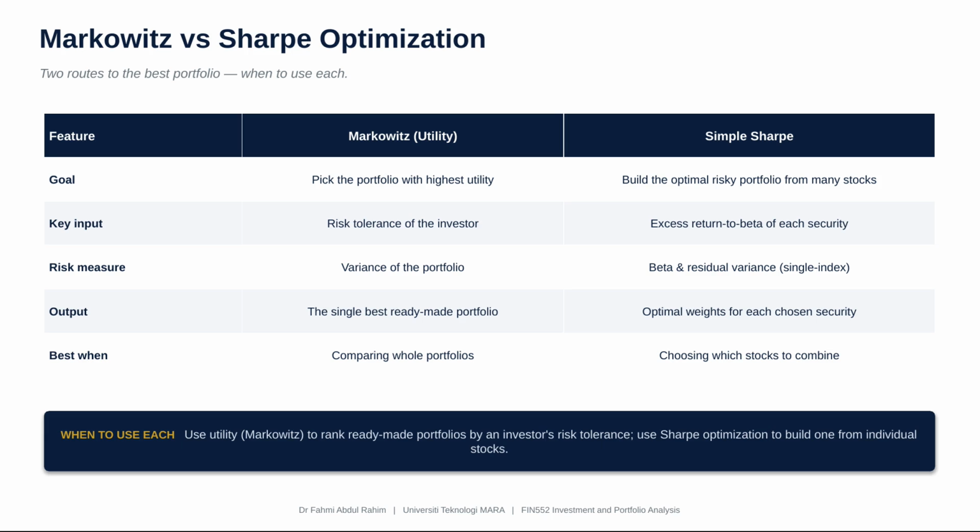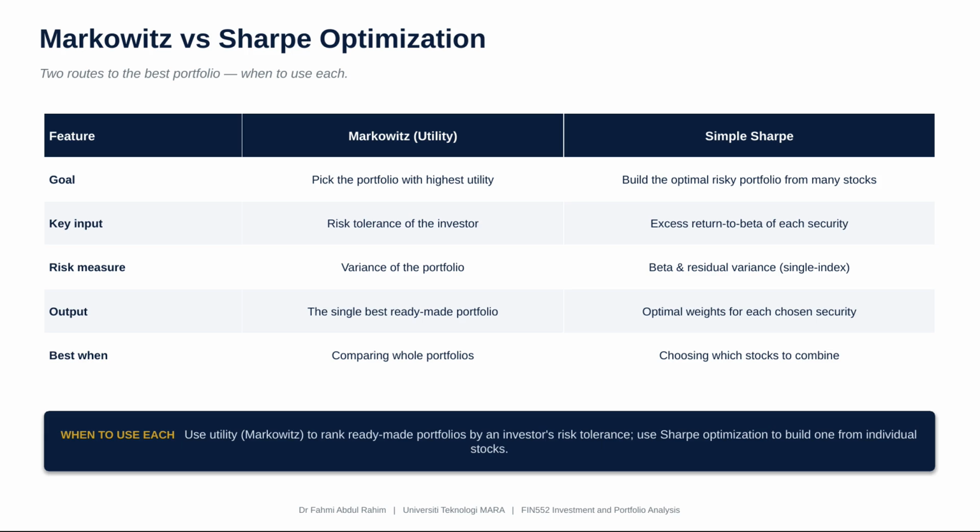Their key inputs differ. Markowitz needs the investor's risk tolerance, while Sharpe needs each security's excess return to beta. The risk measures differ. Markowitz uses the variance of the whole portfolio, while Sharpe uses beta and residual variance under the single index model. The outputs differ. Markowitz gives you the single best ready-made portfolio, while Sharpe gives you the optimal weights for each chosen security, and they are best in different situations. Markowitz, when you are comparing whole portfolios that already exist, Sharpe when you are choosing which individual stocks to combine into a new one. The takeaway, use the utility method to rank ready-made portfolios by an investor's risk tolerance, and use Sharpe optimization to build a portfolio from individual stocks. They are complementary tools, not rivals.